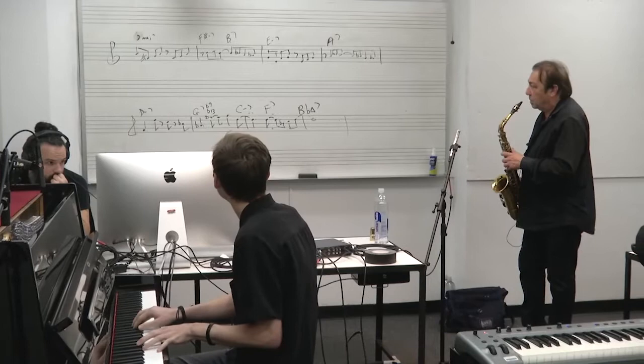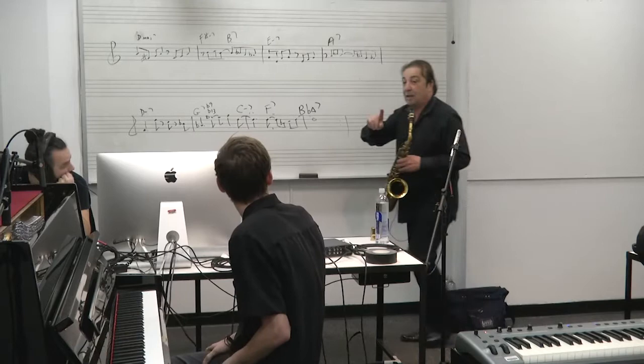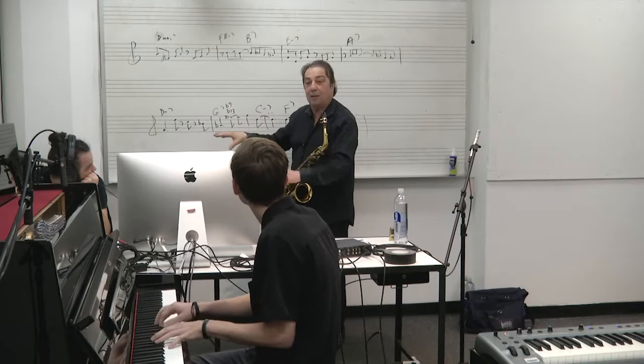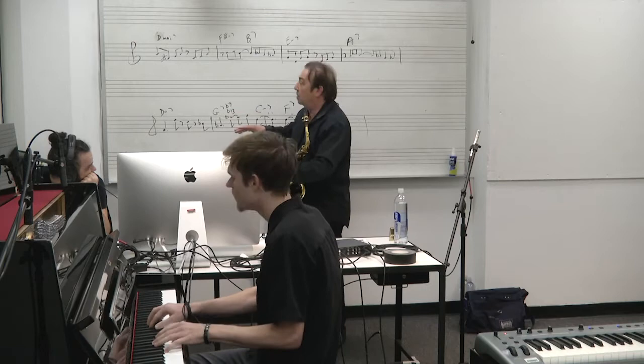1, 2, 3. See, the thing with the act is that this note harmonizes to this chord. It's the anticipation. So you've got to hit on the end of 4, the F sharp minor. F sharp minor, B7. You gotta hit the B7.